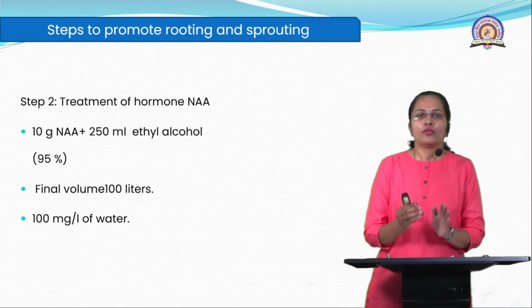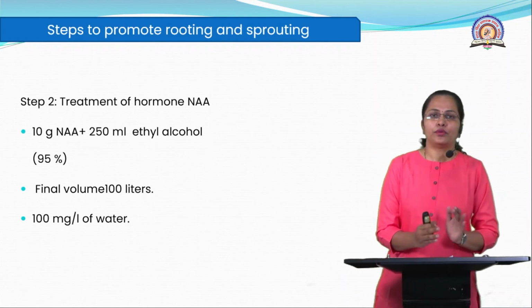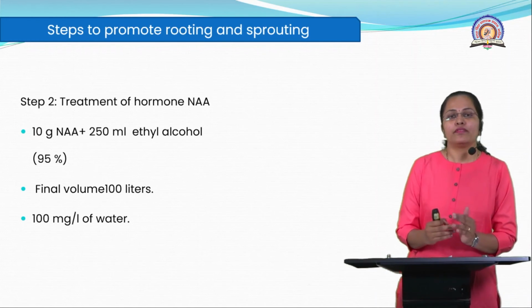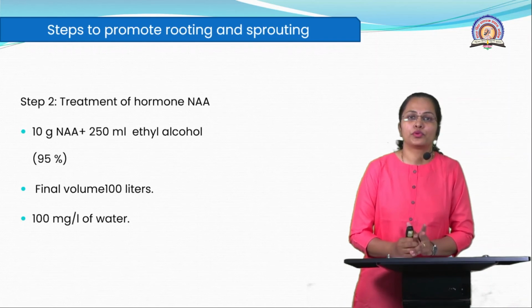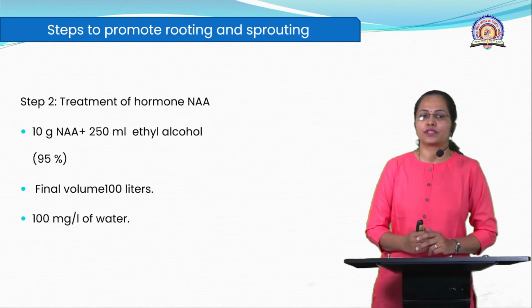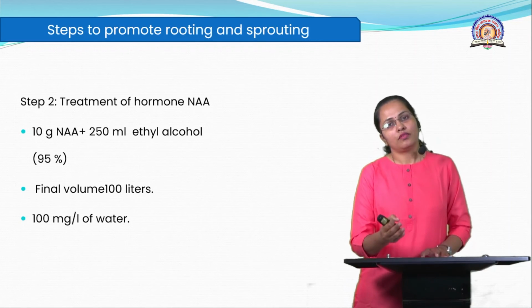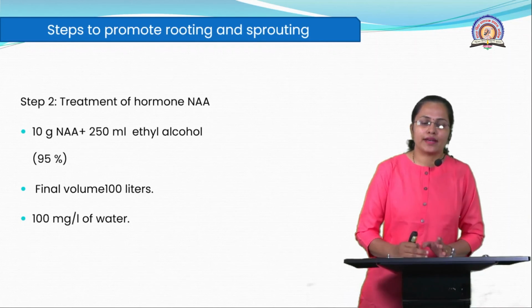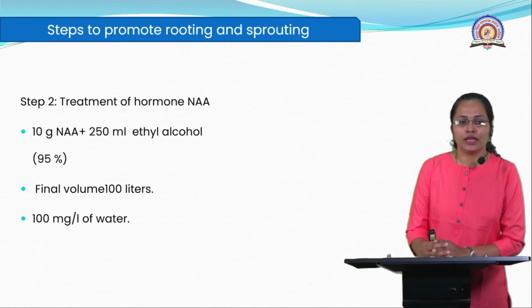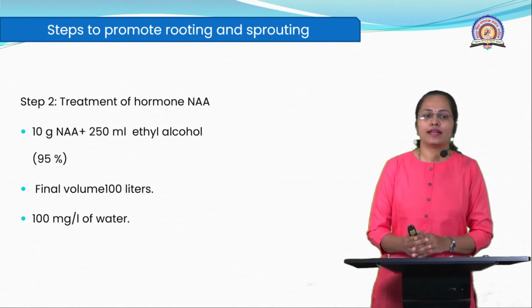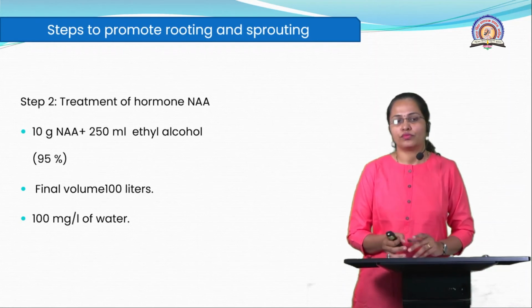Okay, so we'll repeat it again. We have to take 10 grams of NAA, then dissolve it in 250 ml of 95% alcohol, and then prepare a final volume of 100 liters, so that we'll get a stock of NAA, which is nothing but 100 mg per liter of water.